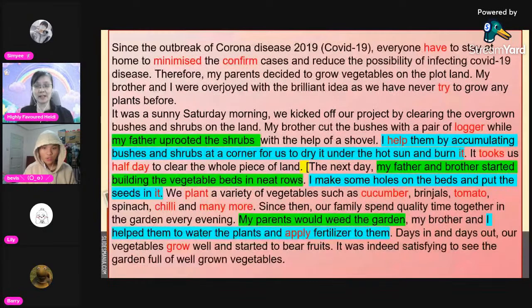Everyone's supposed to be has. Okay, then after that, after to, I always mention after to, you have to put the base word. All right, to minimize the, I think, confirmation cases. All right, this is supposed to be a noun. All right, confirmation cases and reduce the possibility, and then after that, they have never. After have, you have to use the past participle. Try. Okay, so all these are the grammar mistakes.